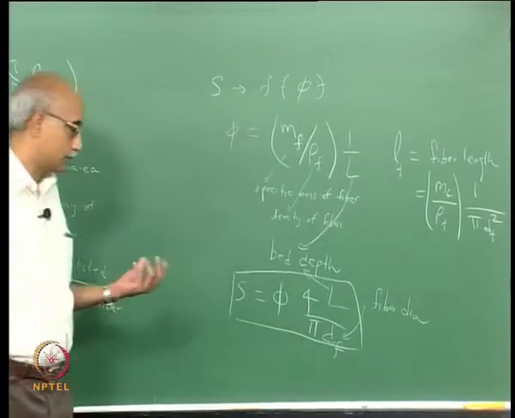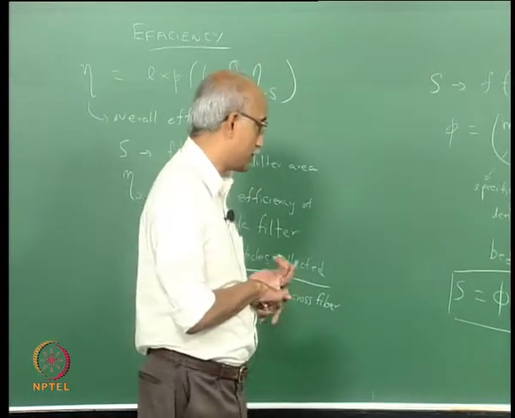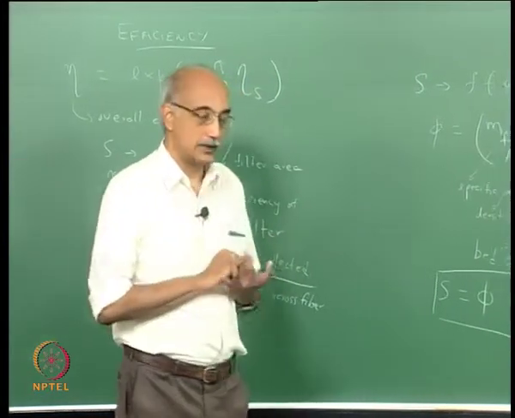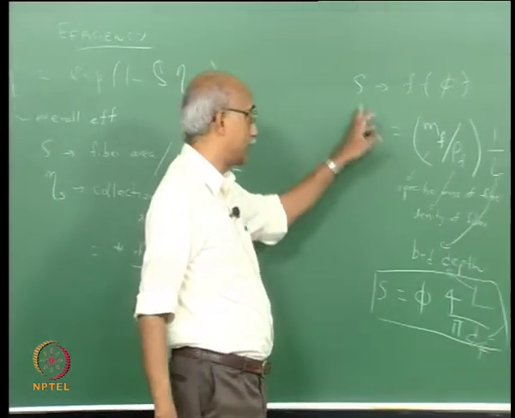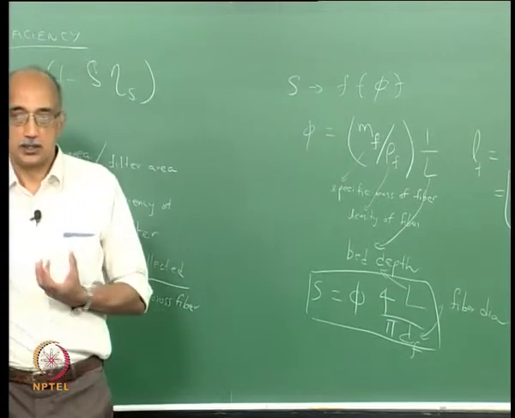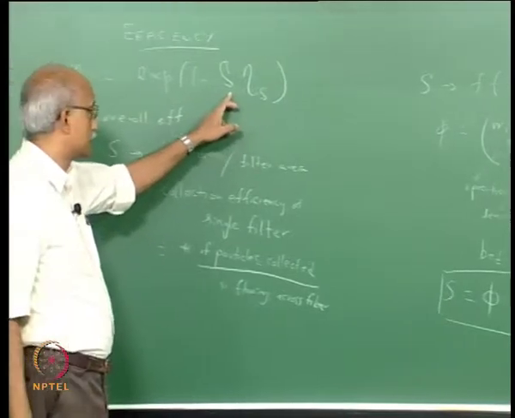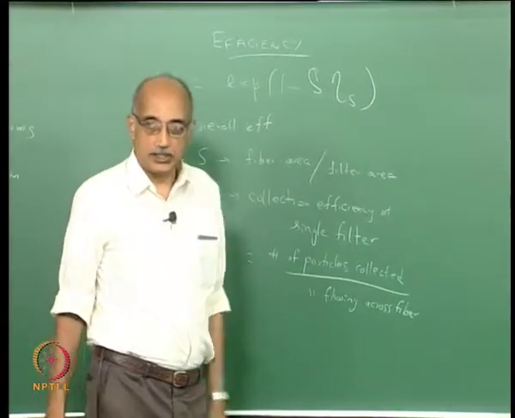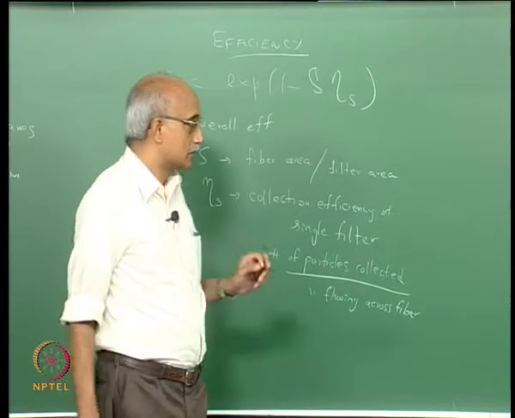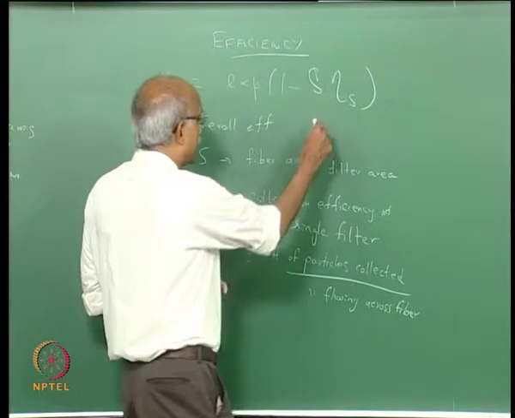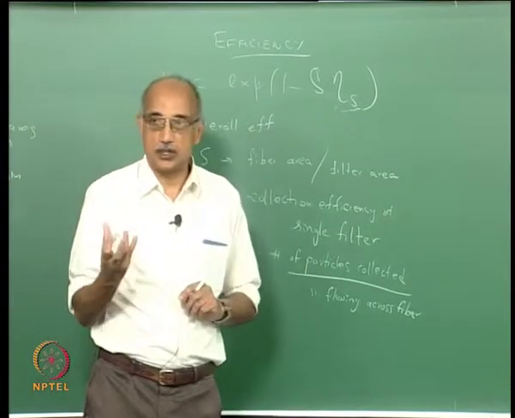So, once you know really 3 parameters: the depth of the bed, the diameter of the fiber, and the solids fraction in the fiber material, you can calculate the S value, which is the specific surface area of the filter. And so, once you know S, and if you know eta S, you can calculate the overall filtration efficiency. But the challenge obviously is in calculating this. How do you calculate the collection efficiency of a single filter?